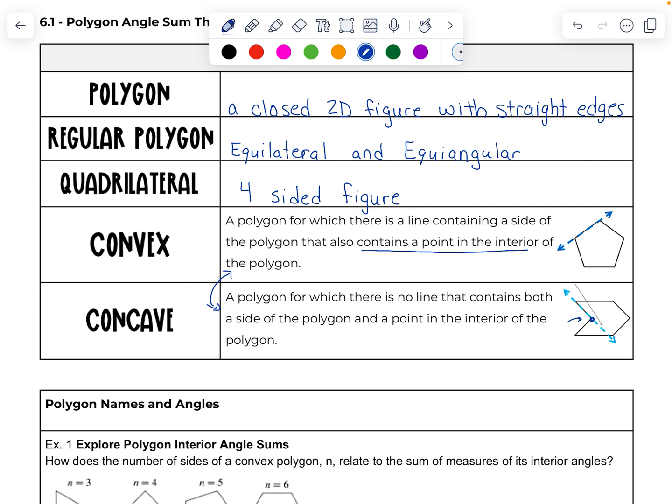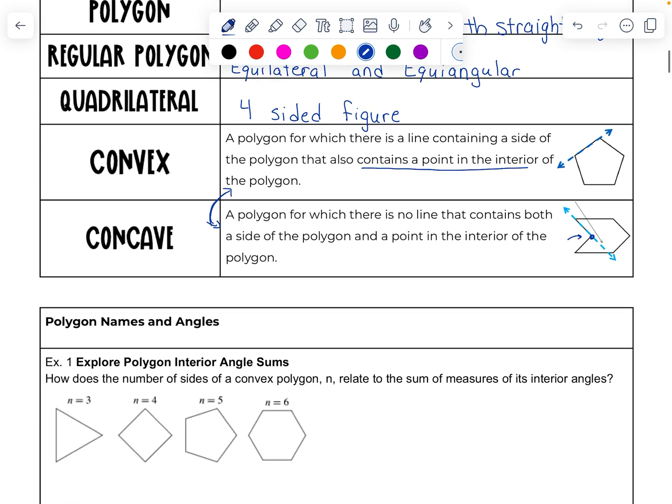Convex is a polygon for which there is no line that contains both a side of the polygon and a point on the interior. So no side is caved in. Sorry about that. I put the picture in the correct spot, but the definitions are in the wrong spot.